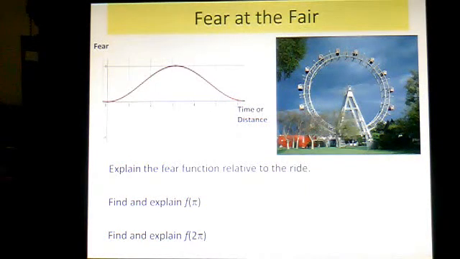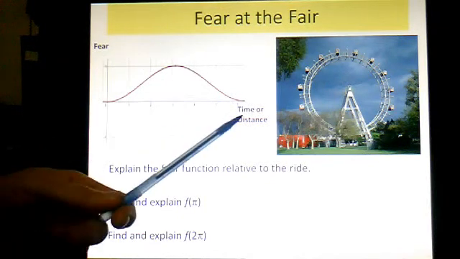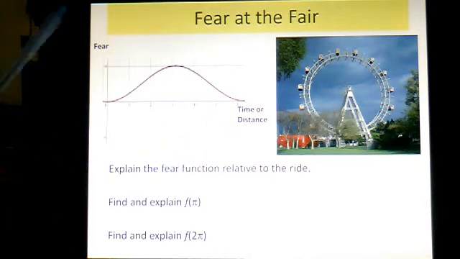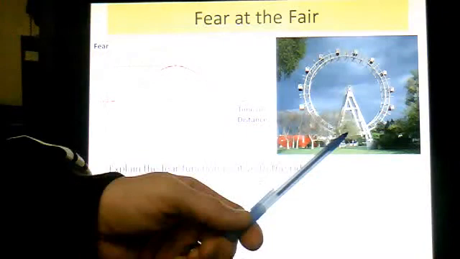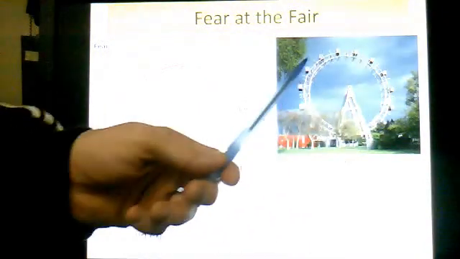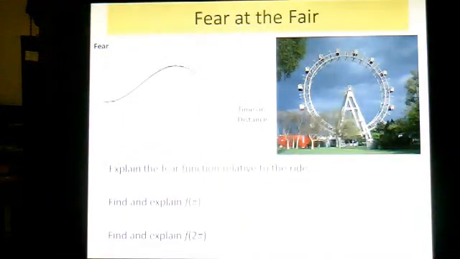Now, if you've been to the fair, this might be relative to you. You didn't have these things on your paper, the labels for the X and Y axis. The Y axis is fear. So there's positive fear, there's negative fear. I don't know what the heck negative fear even means. That's why there's nothing down here. This is time or distance. So somebody gets on this fair ride, and they go around the loop, and they get down to here.